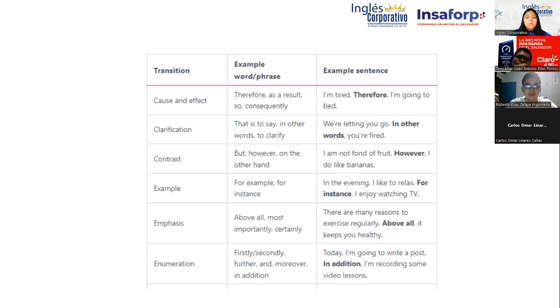I'm not fond of fruit. It means like, I'm not a big fan. I do not like that. Yes. So it's like saying, I'm not a big fan of fruit. I don't like fruit. However, right, I do like bananas. Sin embargo, contrastando la idea que está diciendo aquí, sin embargo, sí me gustan las bananas.